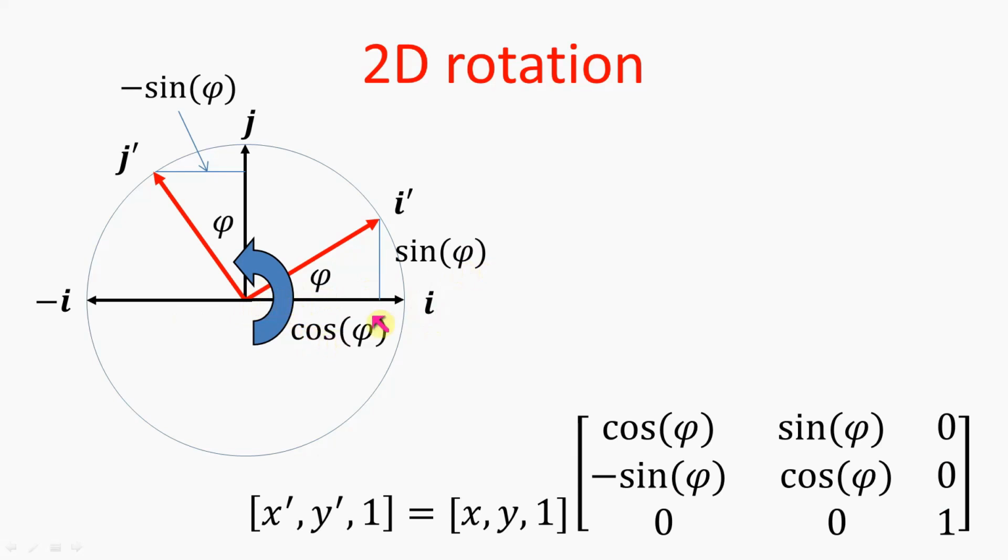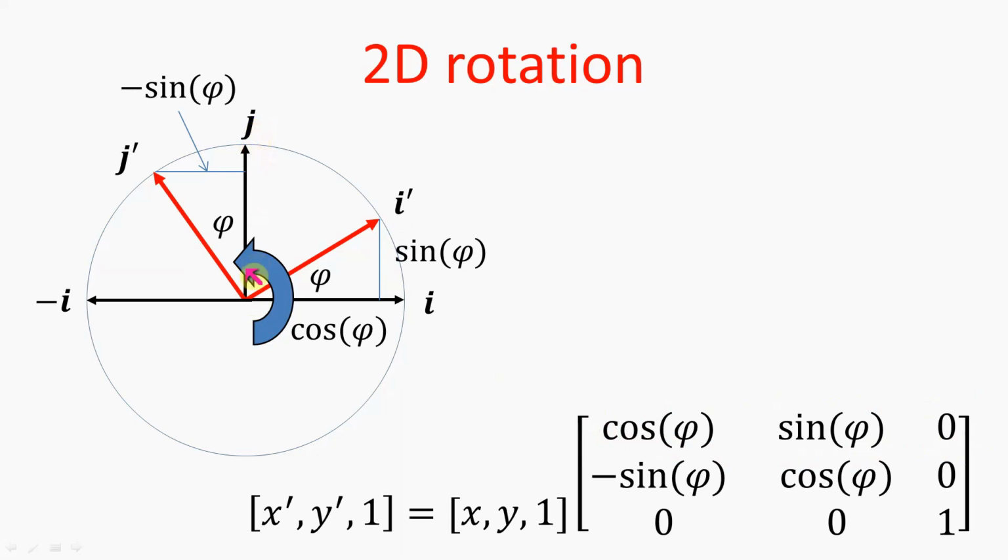According to the definition of the sine and cosine functions, when we rotate unit vector i, the rotated vector will have cosine phi as its first coordinate and sine phi as its second coordinate. The result is a vector, so the third component is 0, so we already have the first row of the matrix. To get the second row, we have to examine the image of basis vector j.